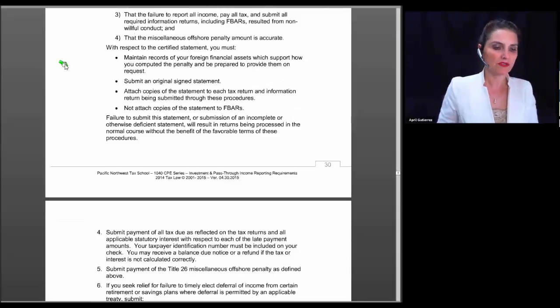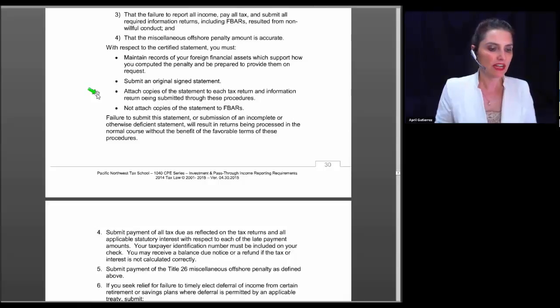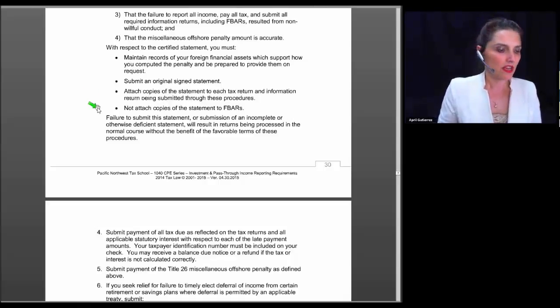With respect to the certified statement, you must maintain records of your foreign financial assets which support how you computed the penalty and be prepared to provide them on request. You must also submit an original signed statement and attach copies of the statement to each tax return and information return being submitted through these procedures. You should not attach copies of these statements to the FBARs, though, because those are filed electronically.